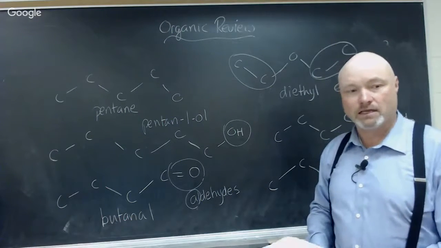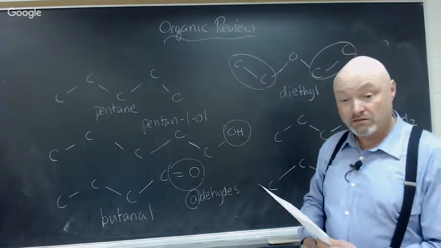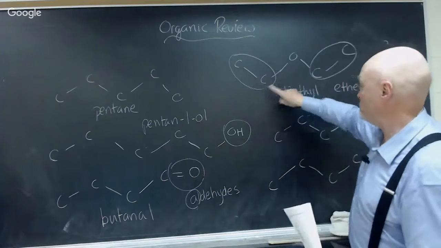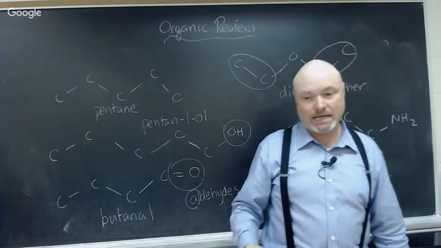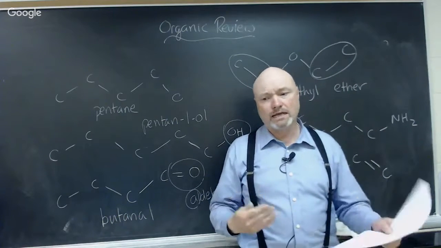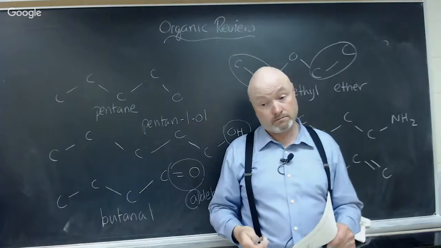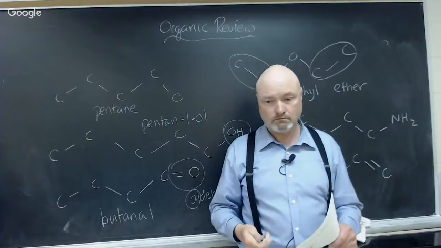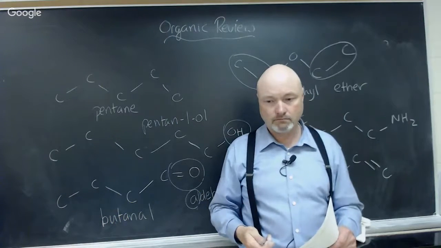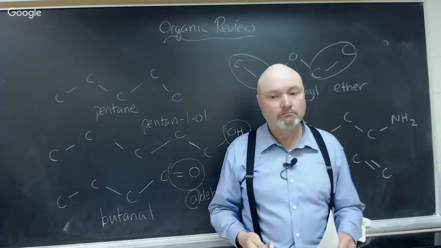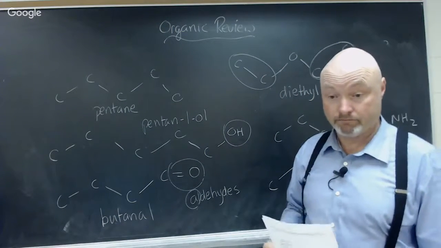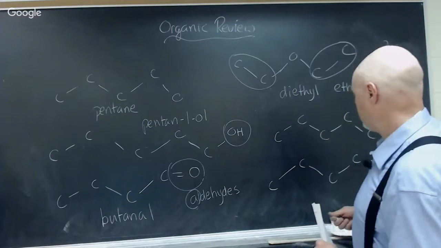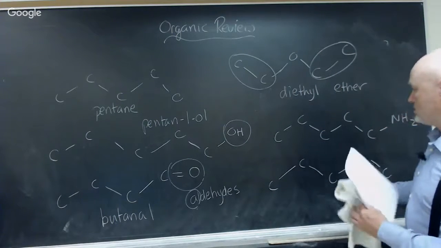You might get something like ethyl methyl ether, if this was 2 carbons and that was a single carbon. In that case, you're just going to organize the names in alphabetical order. But if it's 2 of the same, then you could put a di prefix, right? That's exactly right.